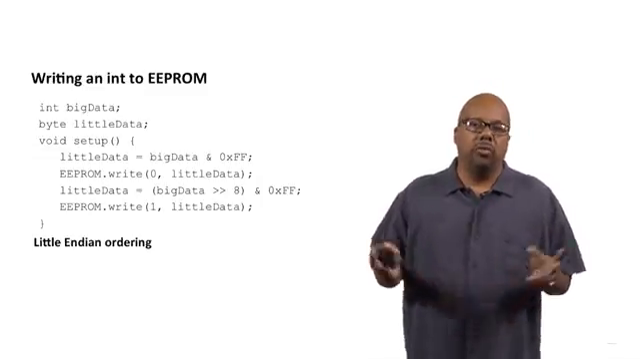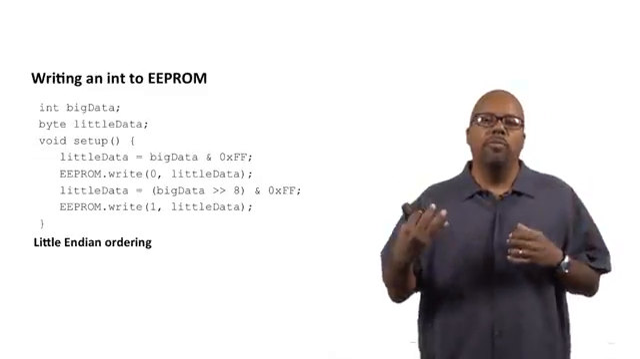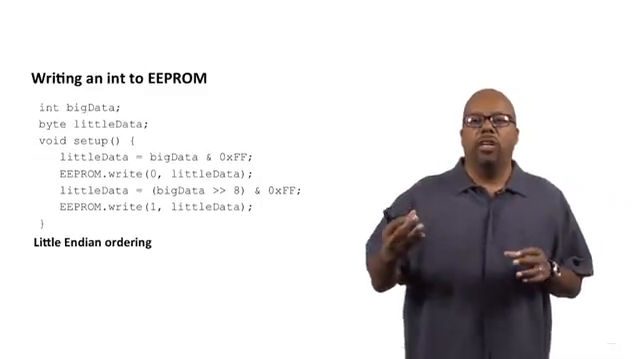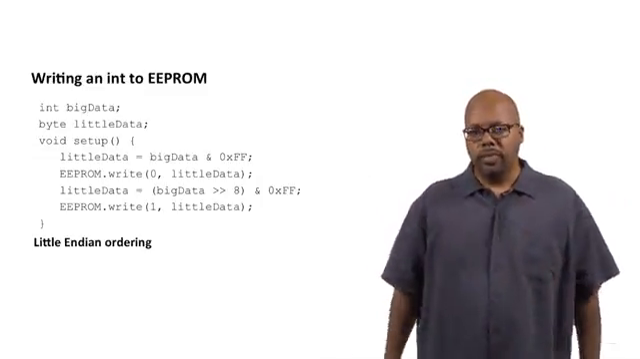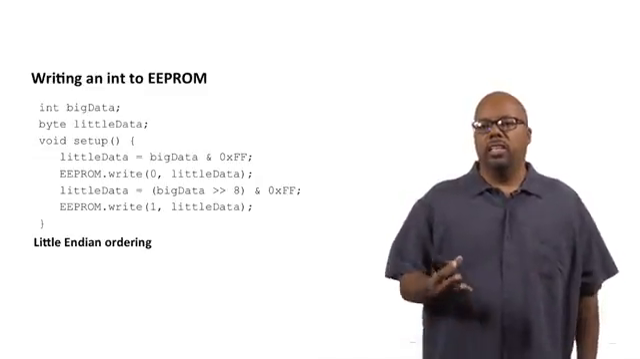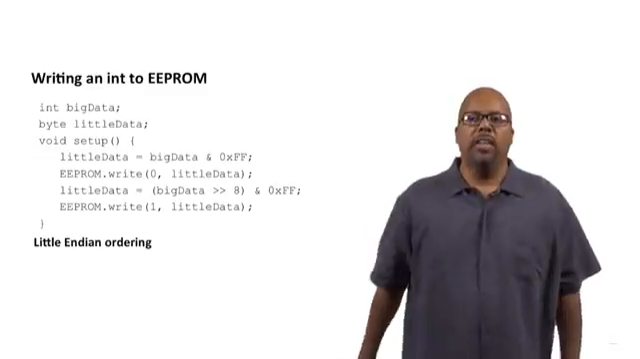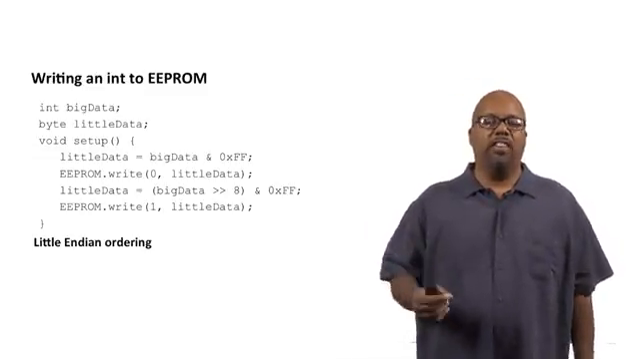Then you've got a byte we'll call little data, which is what we're going to do is make little data 1 byte of big data. So we're going to take big data and first write 1 byte of it as little data and then another byte. So in the setup, we say little data equals big data & 0xFF. So what does that mean? That is performing the bitwise AND with the mask. So 0xFF is my mask.